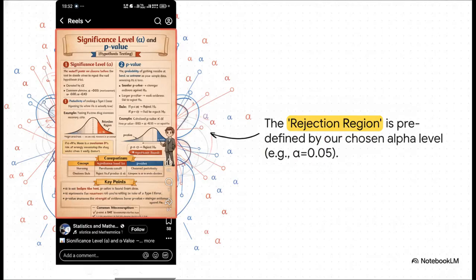And this image here shows you exactly what I'm talking about. See that bell curve? That little red area on the edge is what we call the rejection region. The size of that region is our alpha, our 0.05. We're saying ahead of time that if our result is so weird and so extreme that it lands in that unlikely red zone, we're going to have to reject our no effect theory.